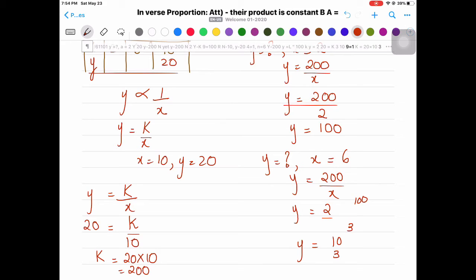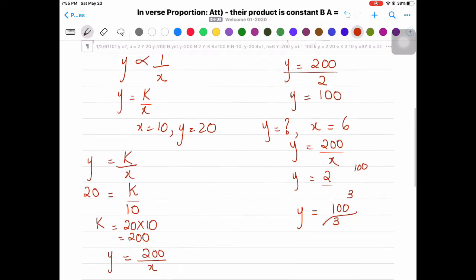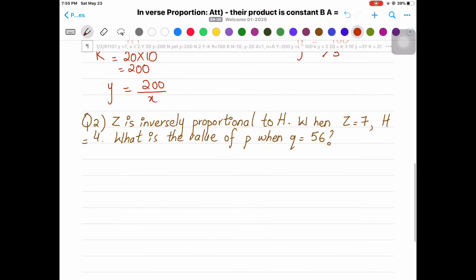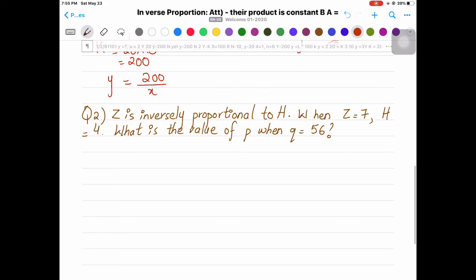Well, we could convert it into a mixed fraction, but I'm not going to do that. Well, it depends if the question requires us to, but I think this is fine. 100 over 3 is fine over here. Great, so we're done with the first two. Let's do question number 2.